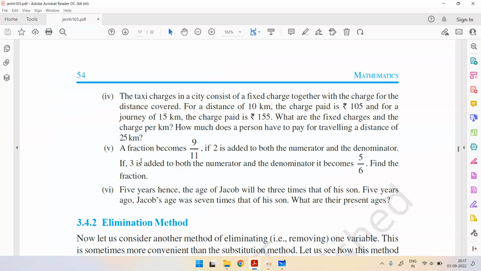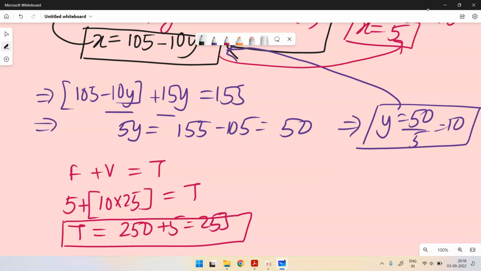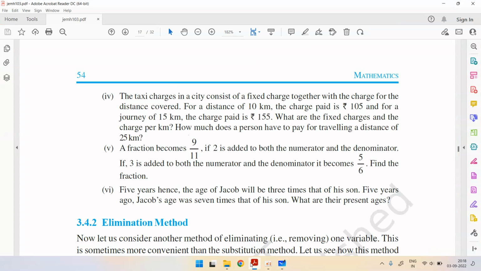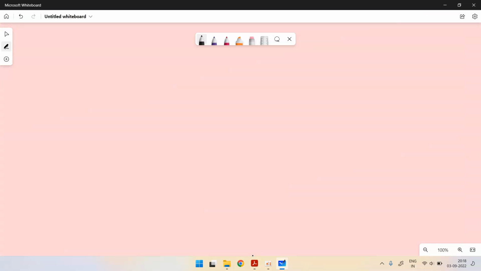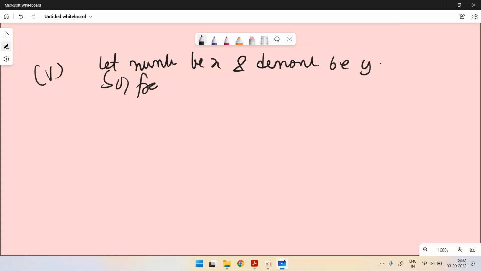The answer. Now fifth: a fraction becomes 9 by 11 if 2 is added to both numerator and denominator. If 3 is added to both numerator and denominator, it becomes 5 by 6. Find the fraction. This is not a tough question, it's a simple question. Let the numerator be x and the denominator be y, so the fraction becomes x by y.